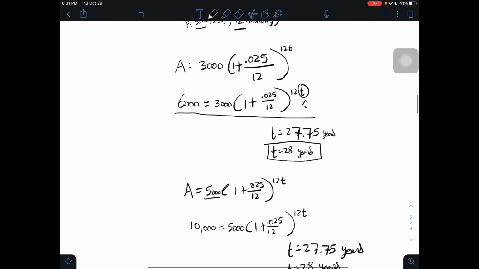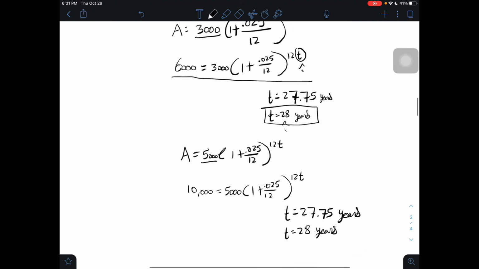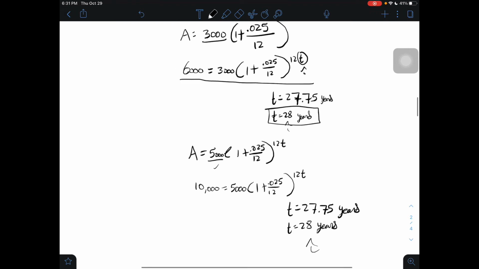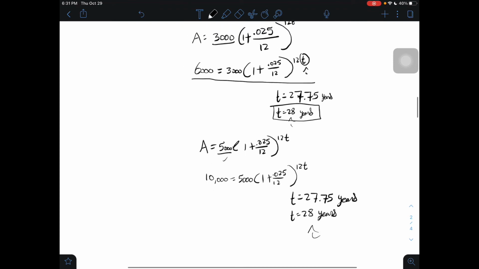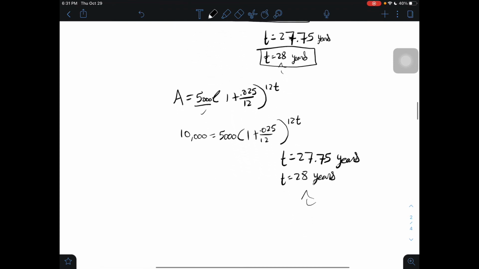We've seen that we invested $3,000 our first time, and we had a doubling time of about 28 years. And then here we invested $2,000 more dollars, $5,000. Everything else was the same, and it took the same amount of time. That's what they're trying to prove, that your initial investment does not affect your doubling time at all, almost. Now, we are going to write one more.